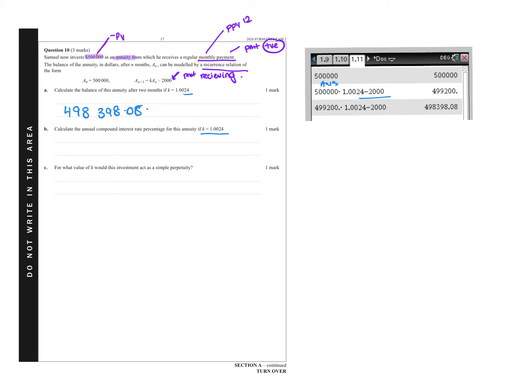Calculate the annual compound interest rate percentage for the annuity if K equals that. Now, because that's monthly, like before, the interest rate is the growth bit, which is the bit that comes after 1. So if you got 0.0024 and then you times 100, that would give the monthly rate. But they want the annual, so we then have to times that by 12. So I get 2.88%.